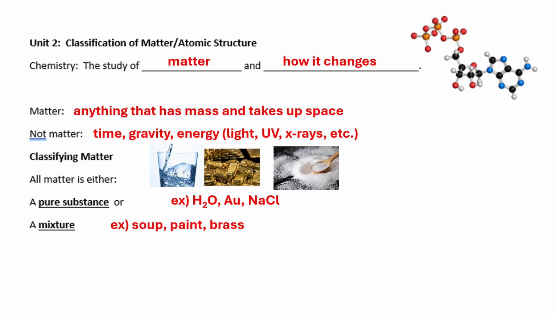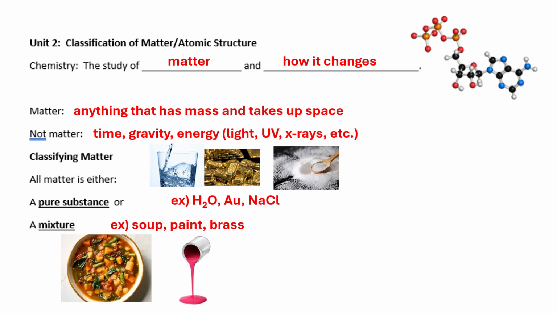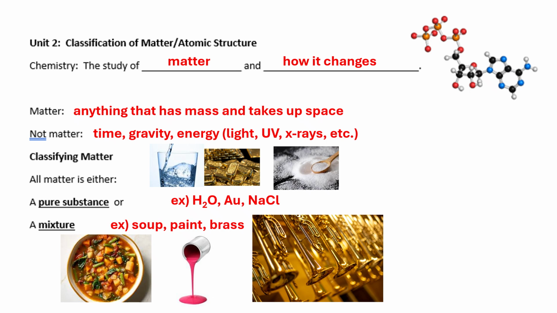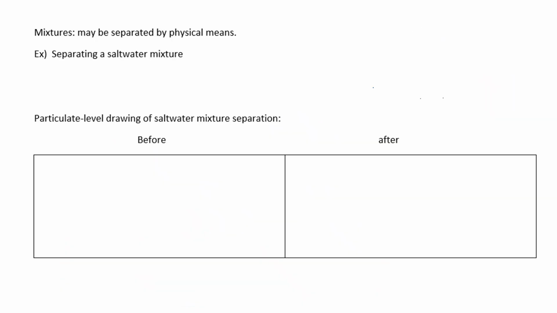And then mixtures are a little bit easier to break down. Soup would be an example, like vegetable soup. Paint, even though it maybe doesn't look like a mixture, if you let it sit long enough, you'll see it separate into maybe the pigments and things like that at the bottom and the water at the top, if it's water-based paint. Brass, again, looks like a pure substance, but it's actually a mixture of a couple of different metal elements. All right, so if we wanted to separate a mixture, we can do that by physical means, meaning that it doesn't require a chemical reaction.